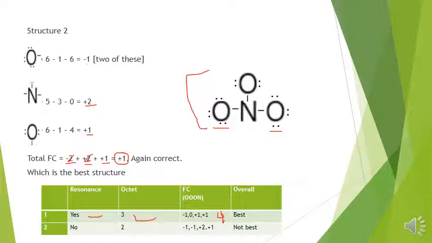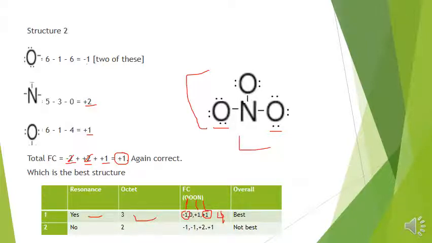But the other thing is that you would like to have negative formal charge on the more electronegative atoms. At least this is a good thing here, even though one of the oxygens has a minus, the other one is plus. That's not a good thing. But the other good thing is it has a plus 1 on the nitrogen. So these 2 are good here. This one's not so good. And there's 4 of these.